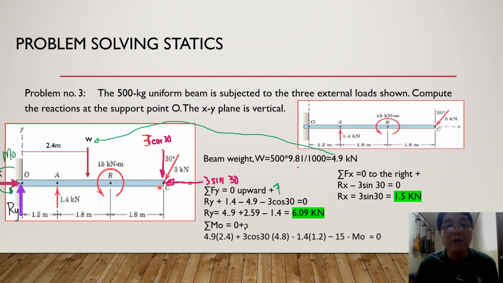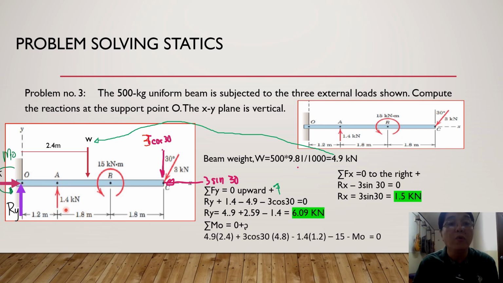Now, meron pa ba tayong ibang nakikitang clockwise moment? Kung wala na, how about this one, sir? Tingin ko hindi siya magpo-produce ng moment kasi coaxial siya, no? So, ibig sabihin, axial siya, ibig sabihin, it is in line with the axis of rotation.